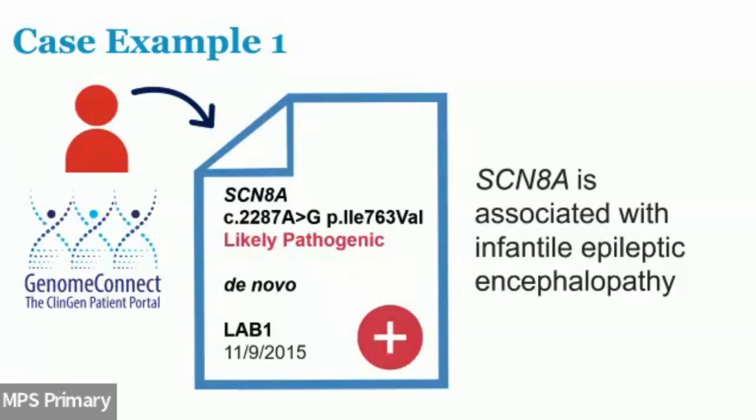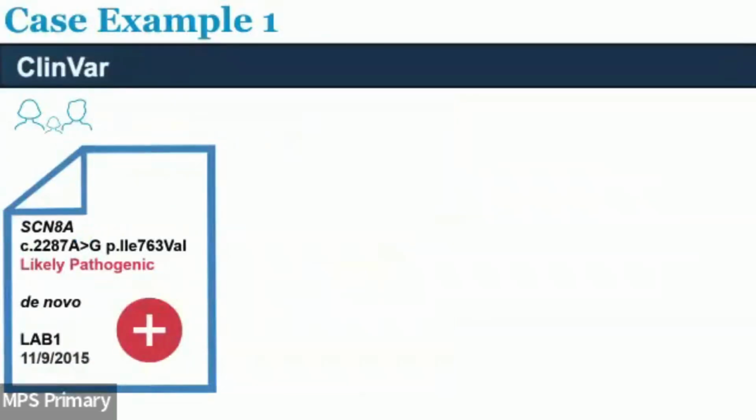Because the genetic change has not been seen in healthy individuals, was found to be de novo, and was expected to impact the protein, the clinical Lab 1 classified it as likely pathogenic. Ella and her family have an answer for her seizures and chose to participate in GenomeConnect to share her data. We submitted Ella's de-identified genetic and health information to ClinVar as part of the family's participation.